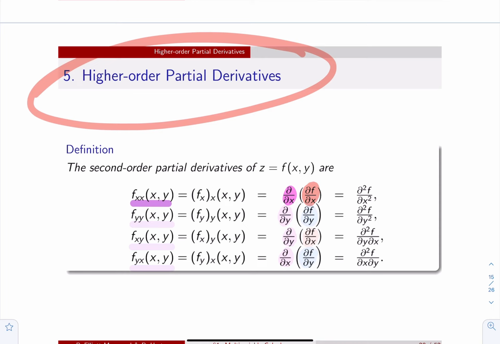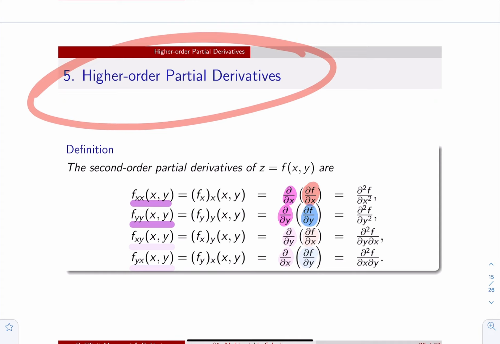Same thing for f_yy. With f_yy, what you're doing is taking f_y, so ∂f/∂y, and computing the derivative of that function with respect to y again.